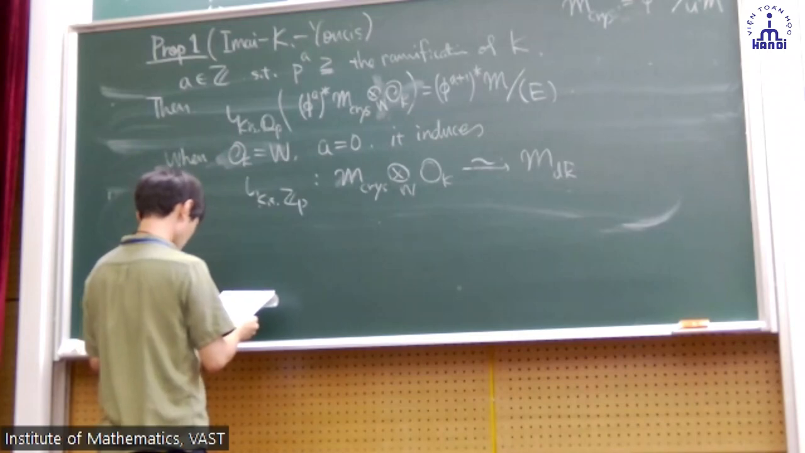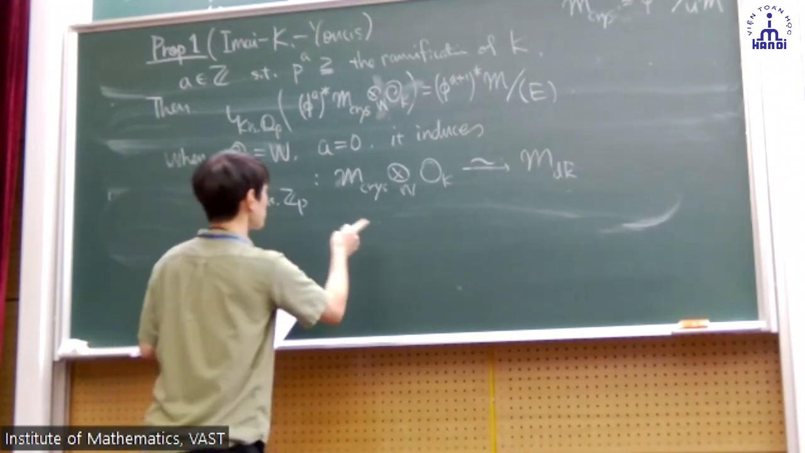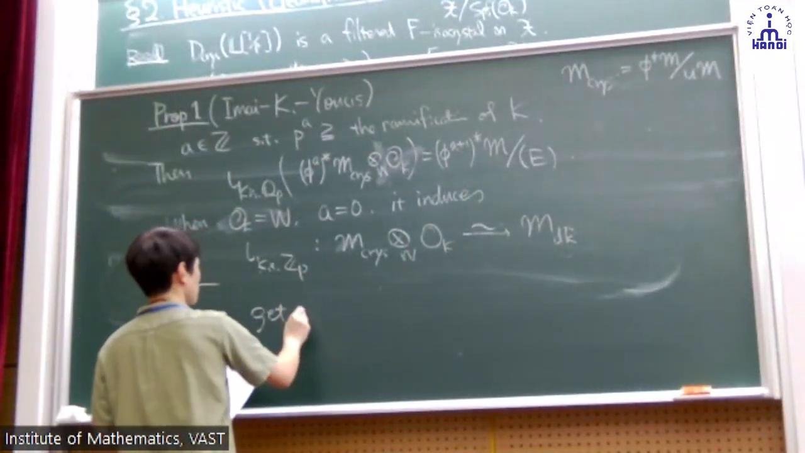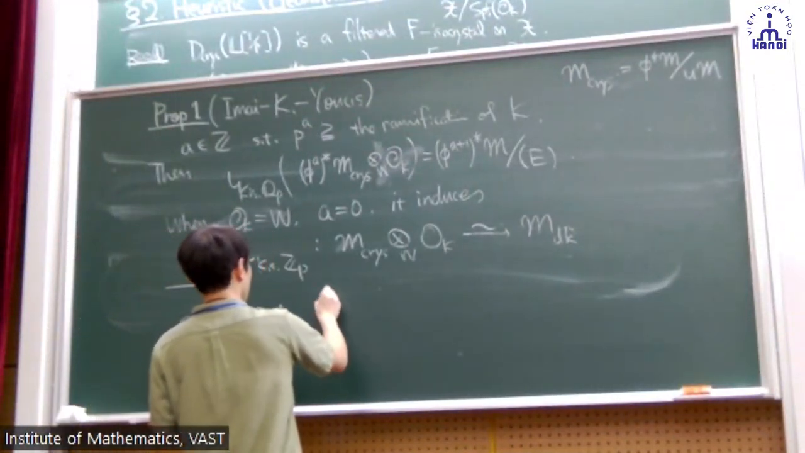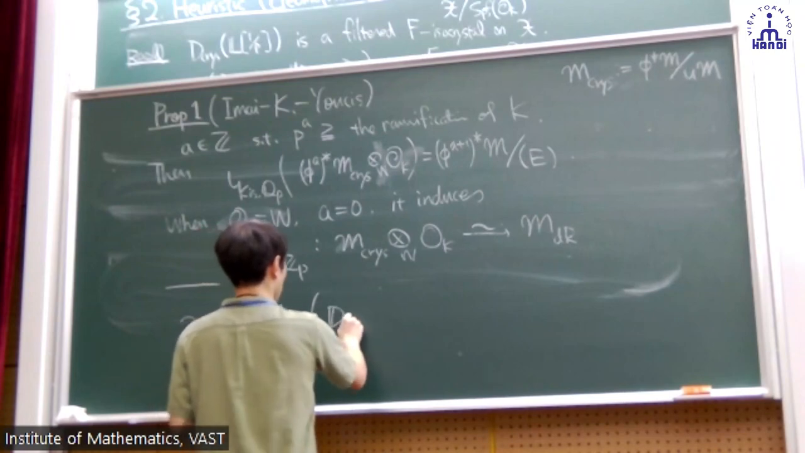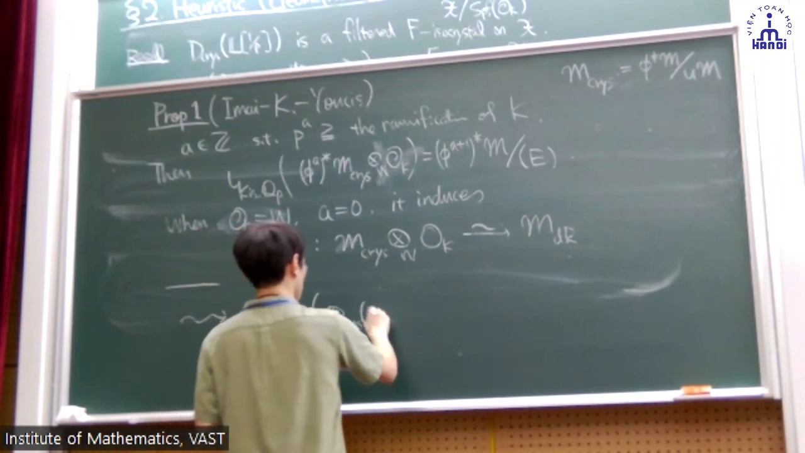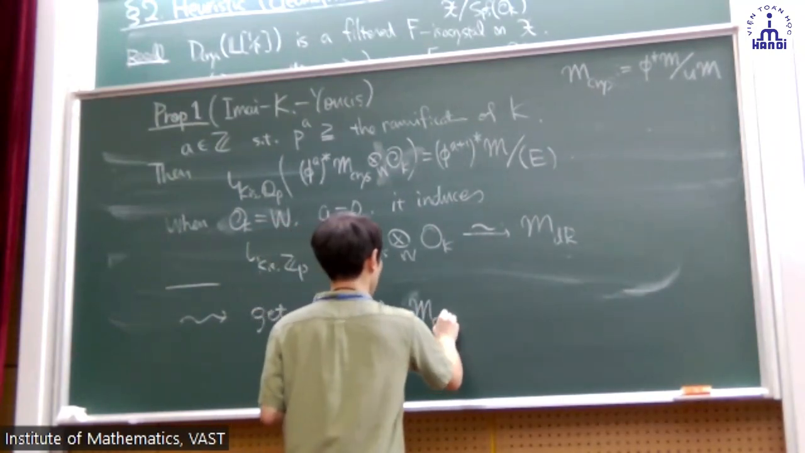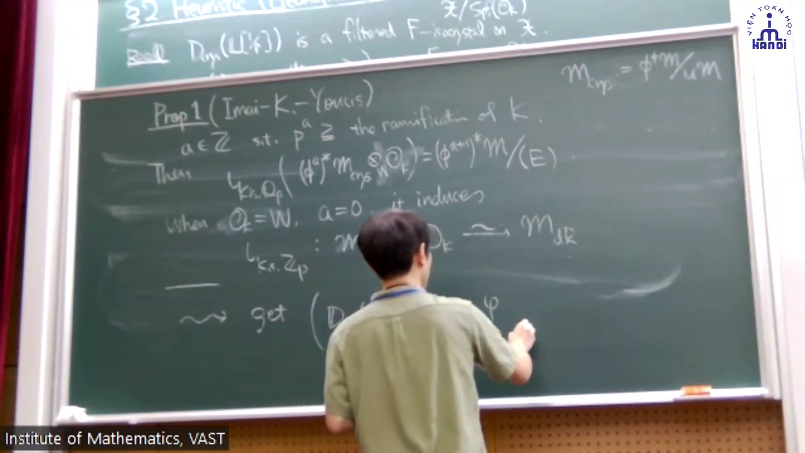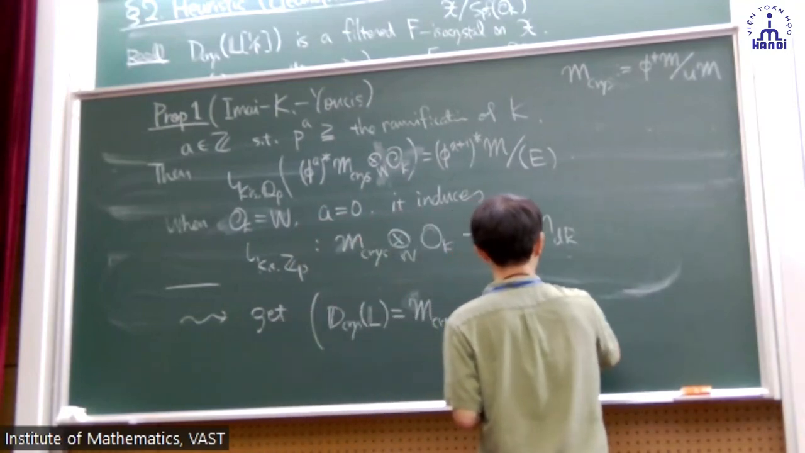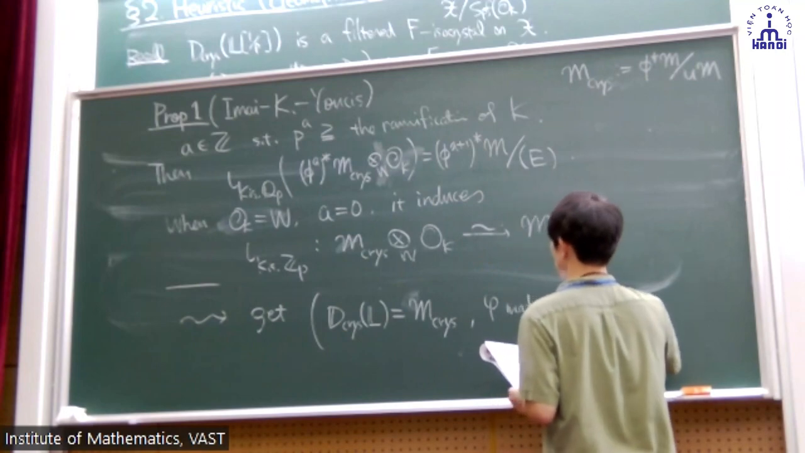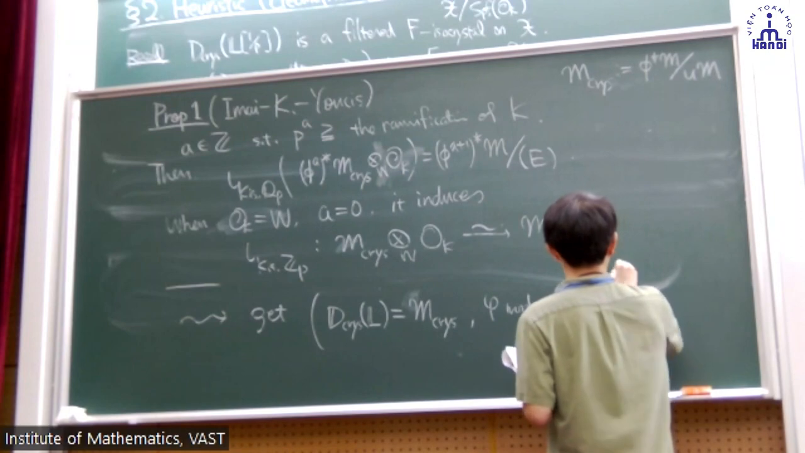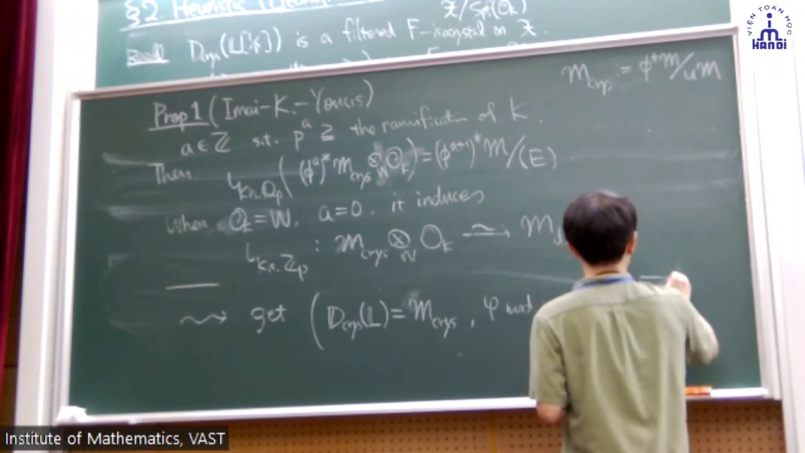Yeah, as a consequence of this, we get a lattice, which is this crystalline specialization together with the natural Frobenius, not u, plus a lattice determined by the image of the Nygaard filtration.